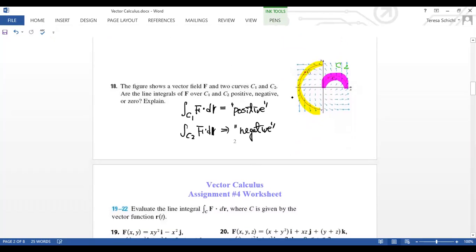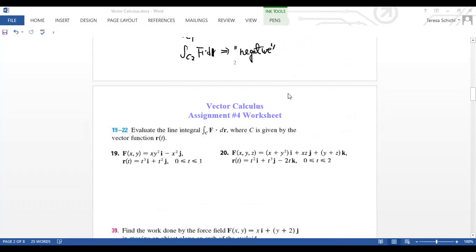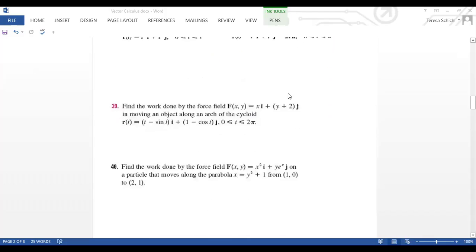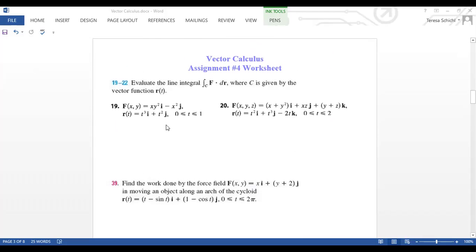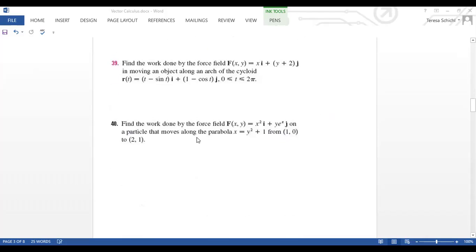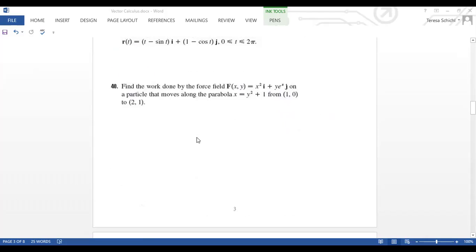Okay, so I think those problems are a pretty good concept problem, to get you a good understanding of what a line integral is. Then the next few problems are very, very mechanical. You just plug into our formula, change everything to be a function of t, and you can integrate that. Okay, so I'm going to show you one problem here.